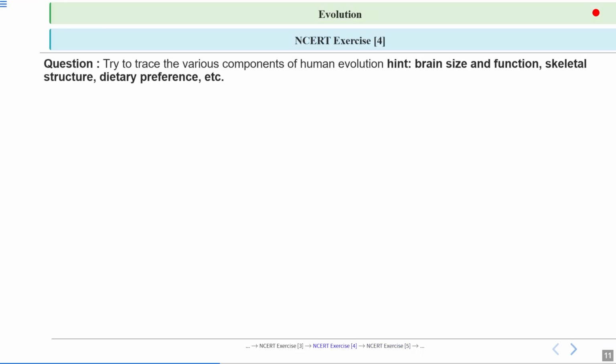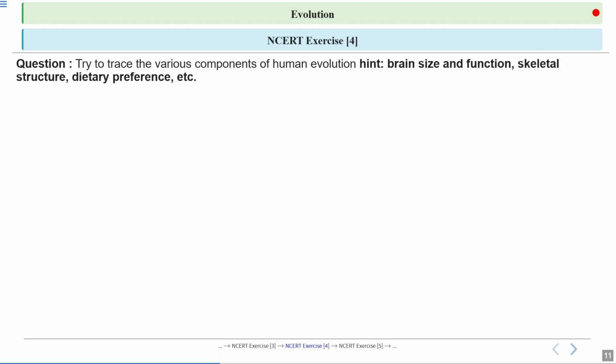Let's move on to the next question: try to trace the various components of human evolution. You have to talk about brain size and function, skeletal structure, and dietary preferences, whether they were vegetarian or non-vegetarian. What was the brain size in cc? Let's have a look at the answer for this question.